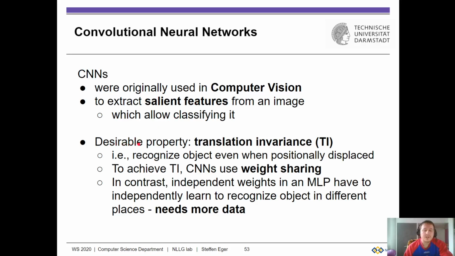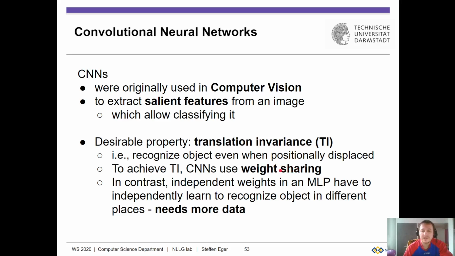When you want to do such a classification, then one desirable property is translation invariance, which means that you want to recognize an object even when it is positionally displaced. To achieve this translation invariance, CNNs use a so-called weight sharing. So in the standard multilayer perceptron, each weight was independent and could independently be tuned. In contrast, CNNs have shared weights, so some weights are fixed, like they can take on a value, but it has to be the same value as another weight with which the sharing takes place.